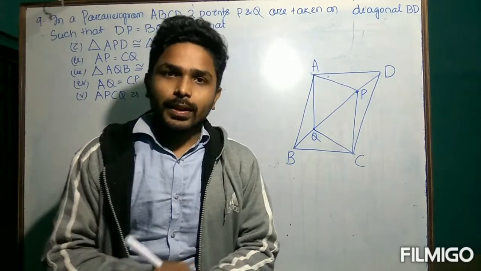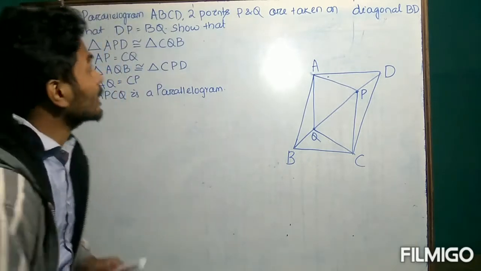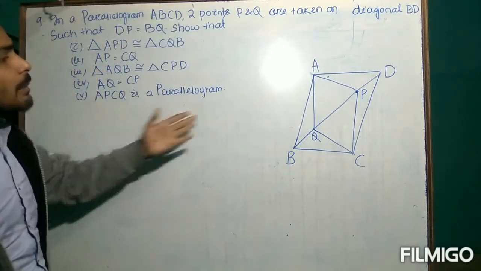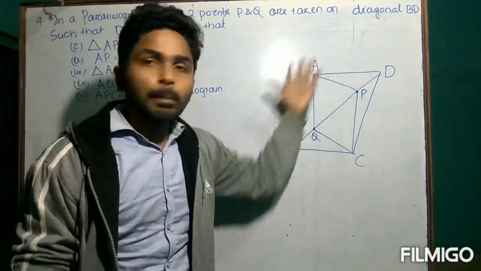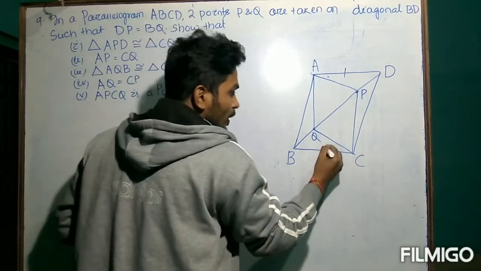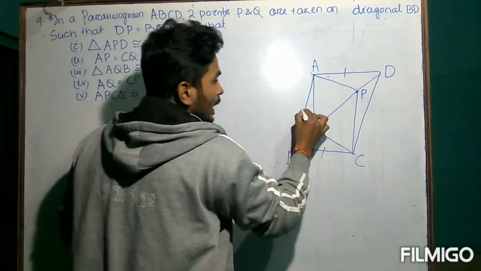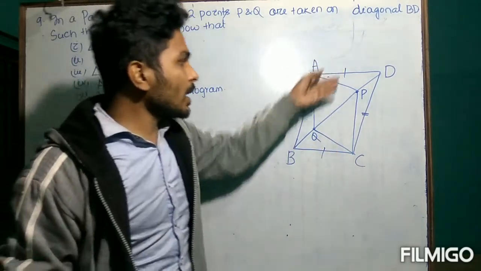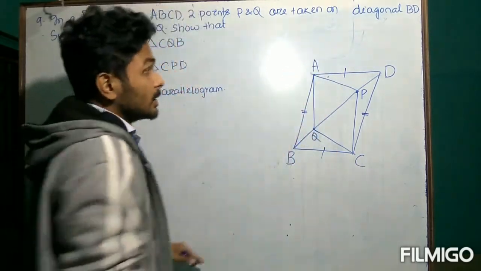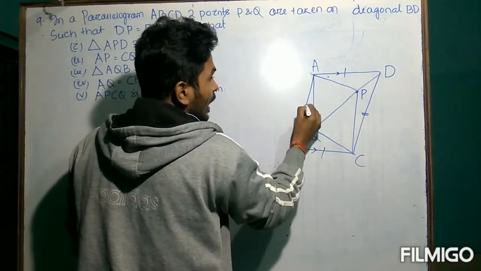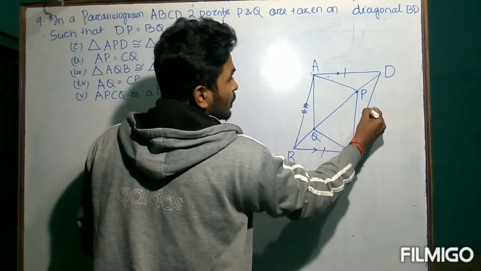Okay students, so let us understand question number 9. In question number 9 it is given that ABCD is a parallelogram. It means this side must be equal to this side, and this side must be equal to this side, as well as the pairs of opposite sides are parallel. So this is parallel to this and this side must be parallel to this side.